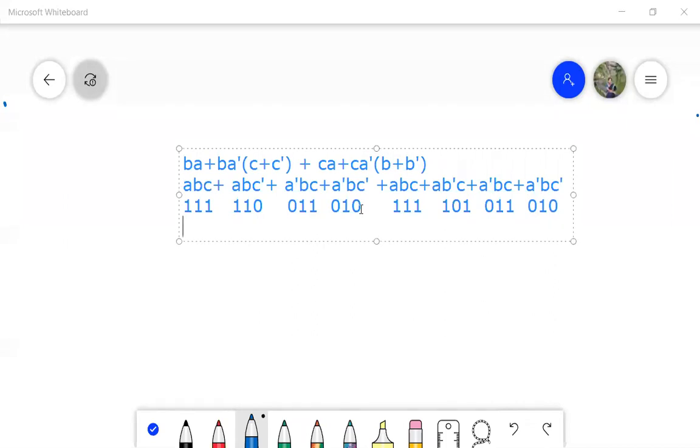Now what is 111? In min term notation, let me write it like this, summation M of 111 will be equal to 7, comma 110 will be equal to 6, comma 011 will be equal to 3, 010 will be equal to 2, 111 is equal to 7, which I have already written. Now 101 is equal to 5.